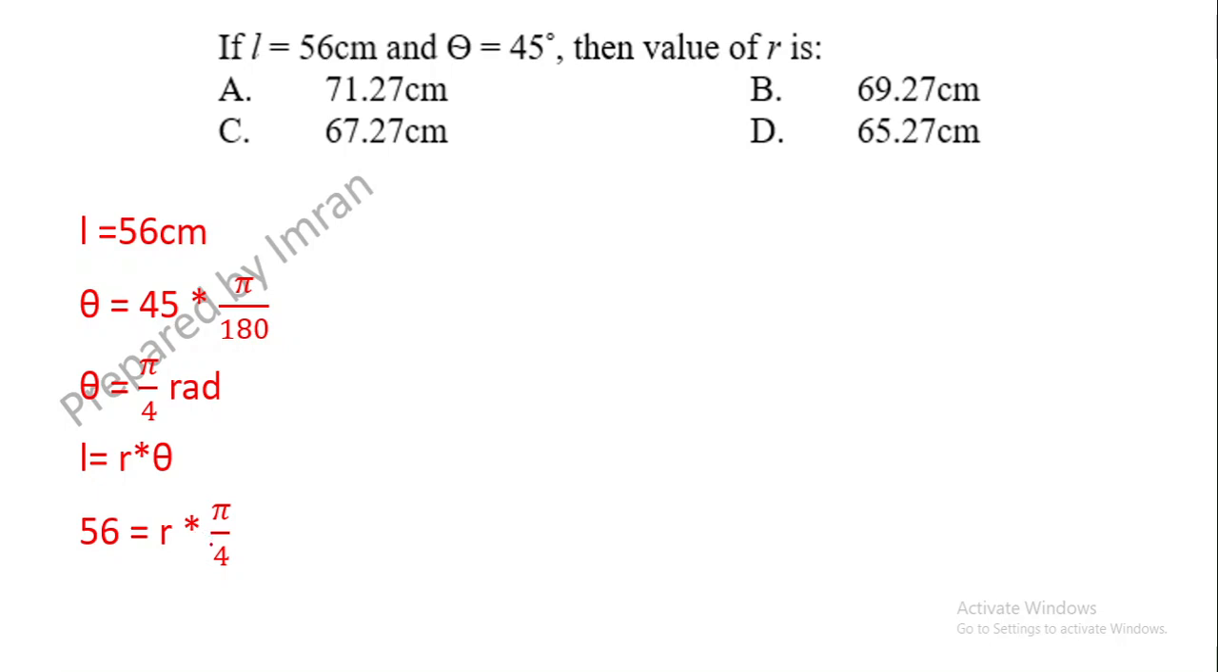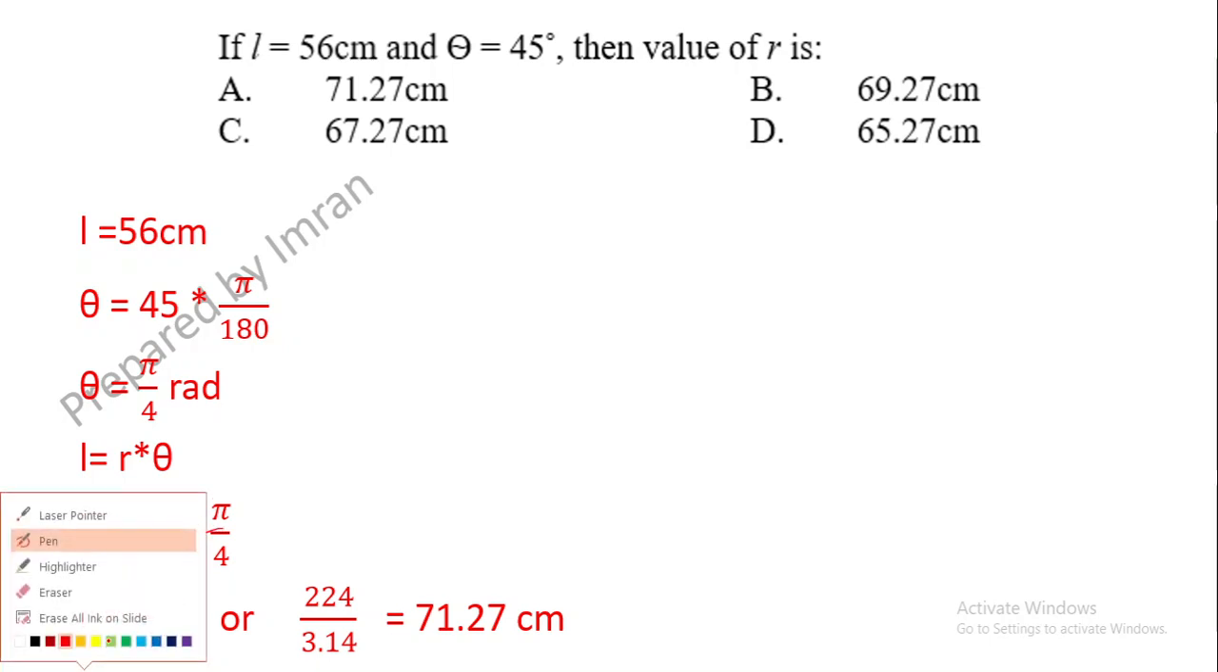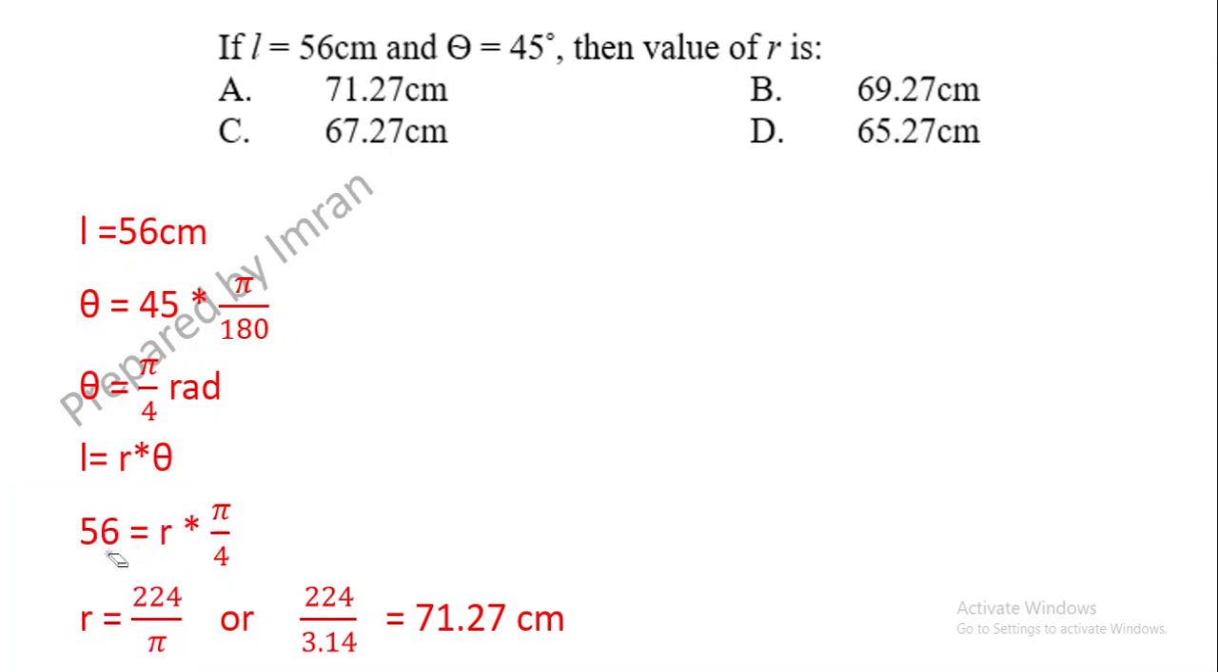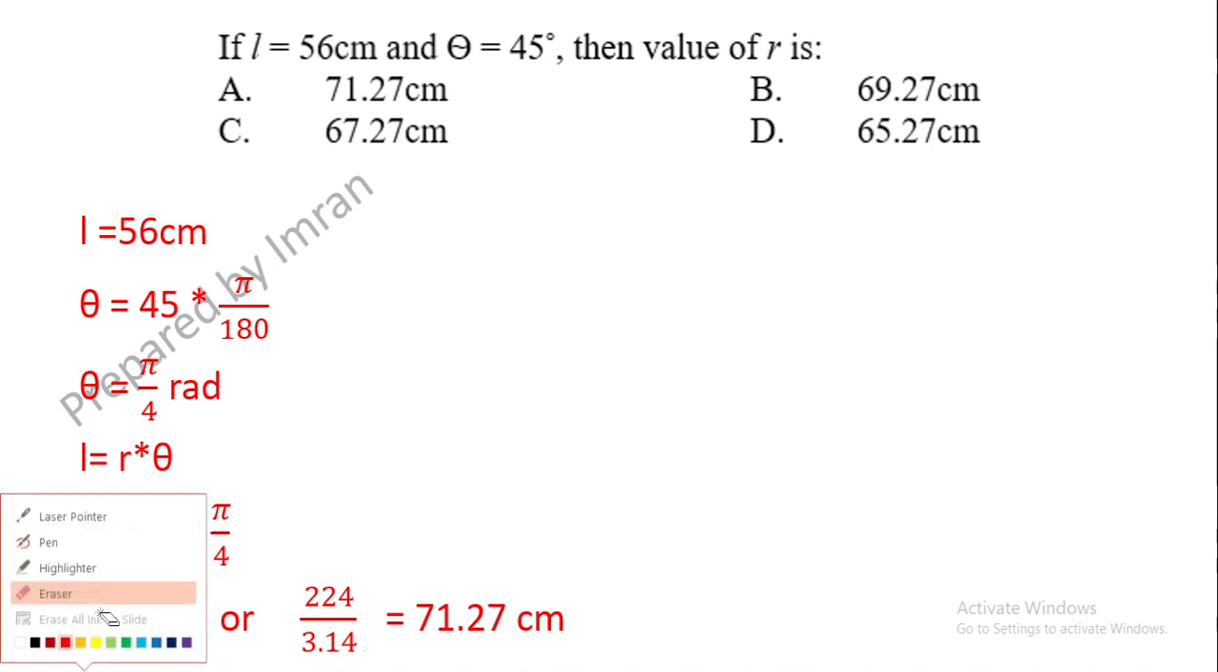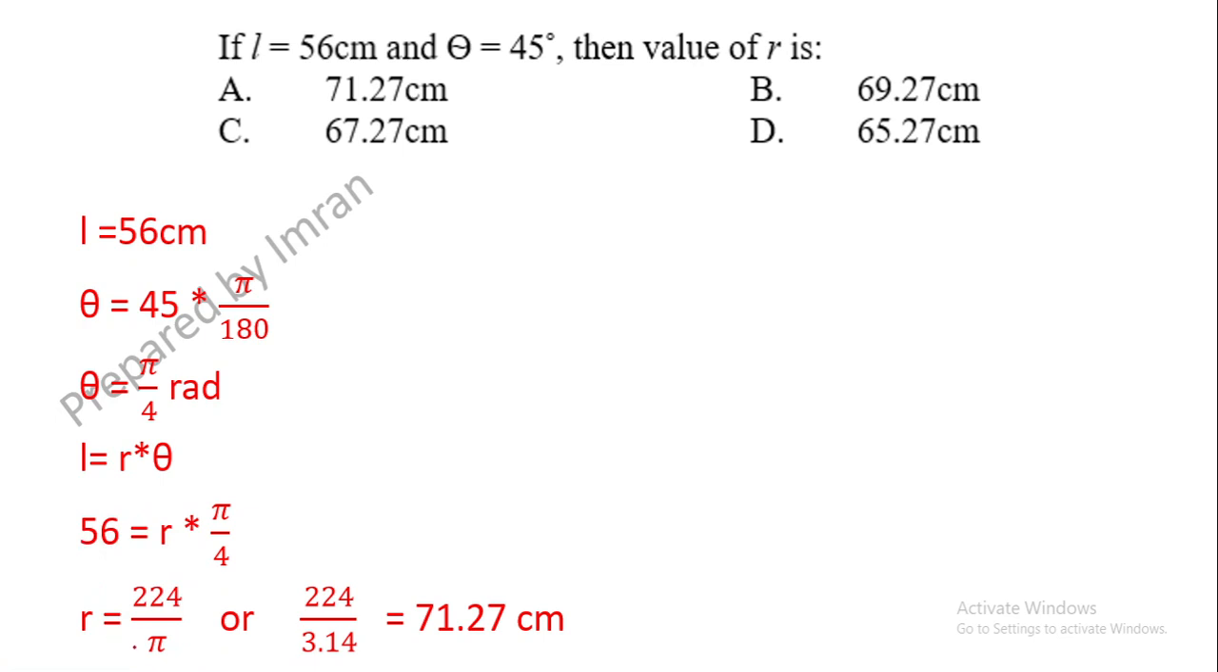This expression is multiplied here. On the other side, it will be divided, right? So divided means that you have to multiply it like this. 4 multiply, and then pi will be divided, denominator. Or you can say this is cross multiplication, right? So from here we will find the value of r.